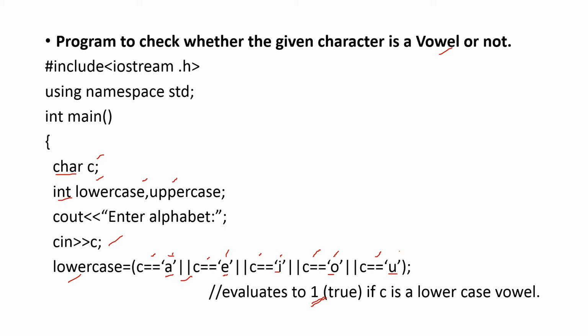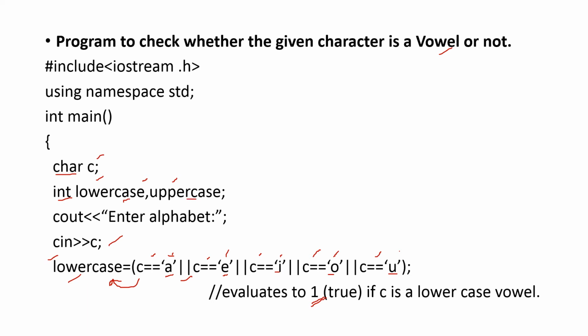So if any of these vowels you are entering, then any one of these situations will become true and the final answer will be 1. And then that 1 is stored in lowercase. We know that 1 is an integer, right? So naturally, when 1 is being stored in lowercase, lowercase should also be int. That is why lowercase has been declared as int, as integer. The same is true for uppercase.